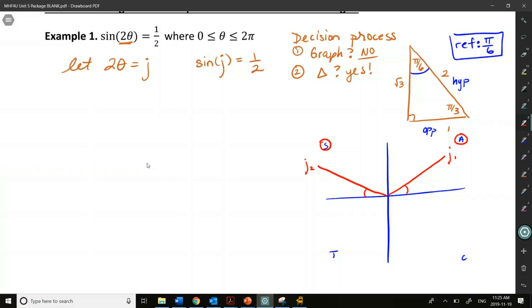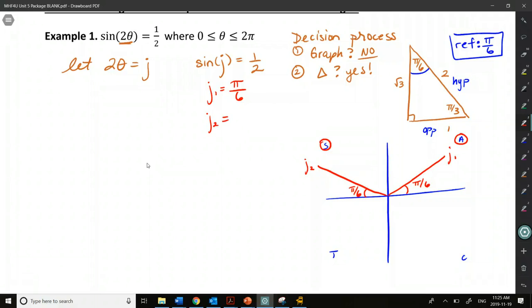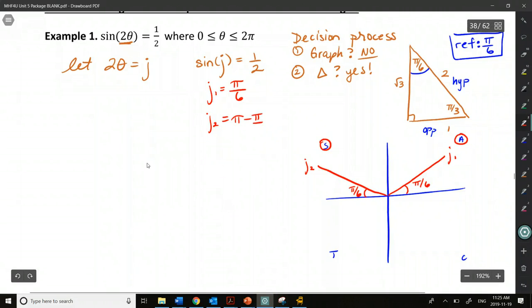What is J1? Pierce? Pi over 6. And that means that this little reference angle over here is also equal to pi over 6. How do I calculate J2? Sam? Pi minus pi over 6. Pi minus, good. Pi minus pi over 6. So I want to go all the way around here, but less pi over 6, like just before I get to pi, right? So we want to subtract. So once we find a common denominator, that's going to give us 5 pi over 6.